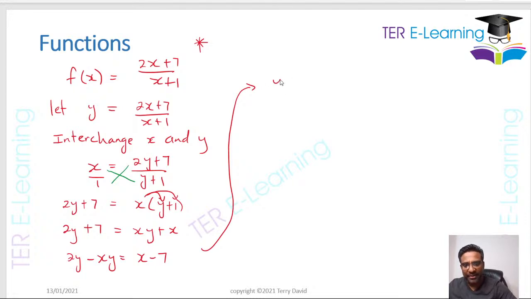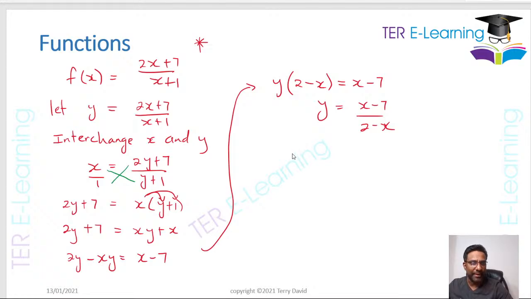Next thing we're going to do, we're going to factorize because you have two terms in y. So this is going to be y times 2 minus x is equal to x minus 7, and therefore y is equal to x minus 7 over 2 minus x, right? Hopefully we're okay there. So therefore, my inverse function, so this is how we write it at the end, is simply equal to x minus 7 divided by 2 minus x.